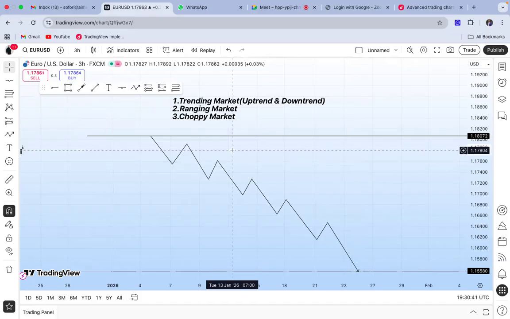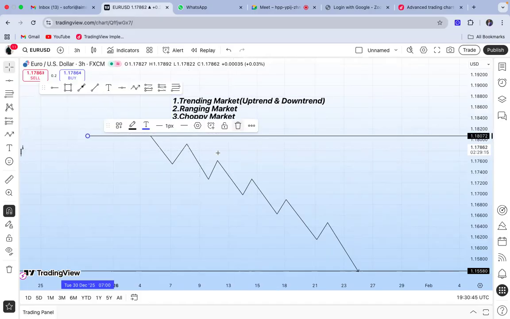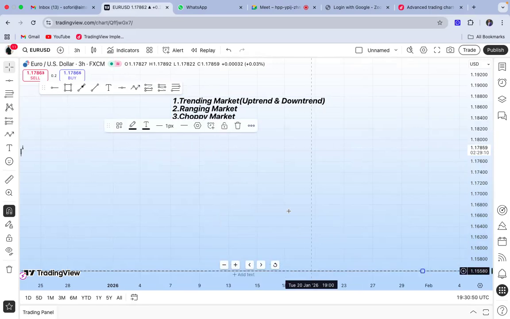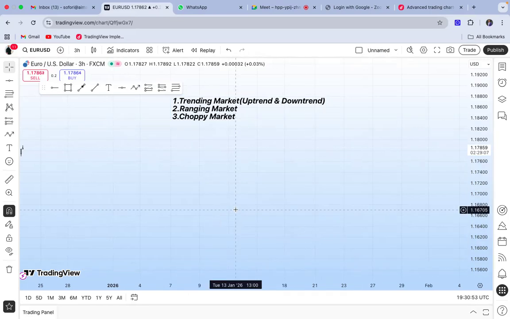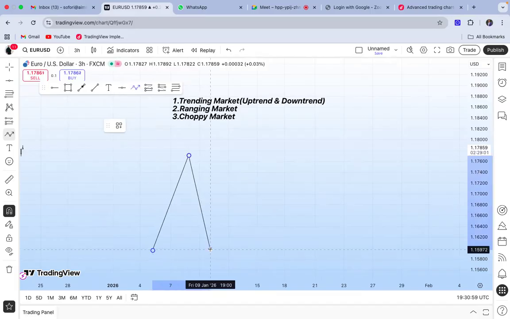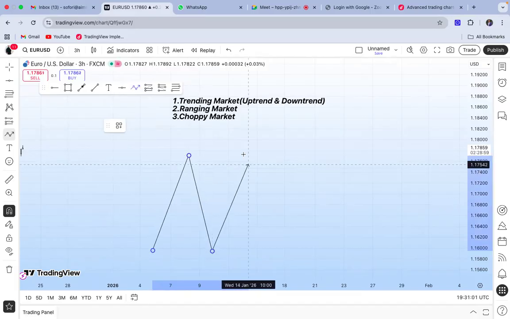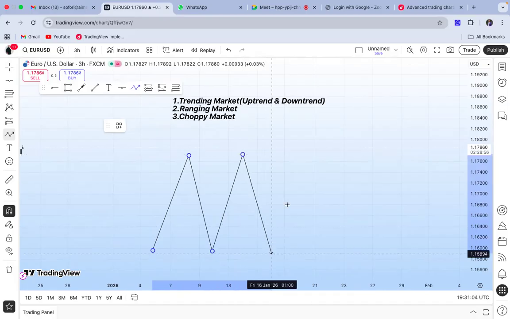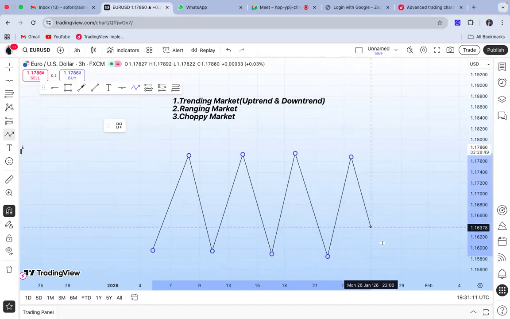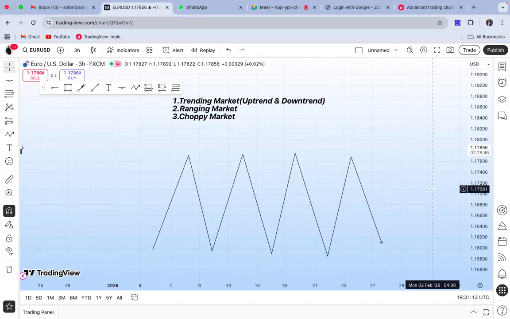Now, I want us to look at the ranging markets, and then we also look at the choppy market, and then maybe we will see live examples on the charts. So for the ranging market, you are likely to see something like this. You see price doing something like this. Now, what is happening here?